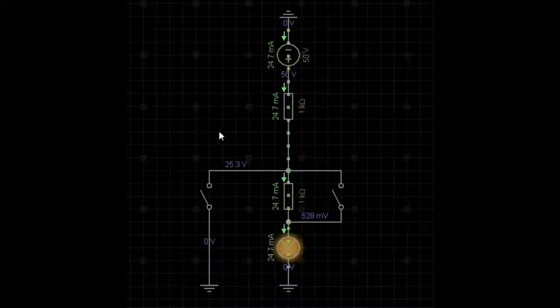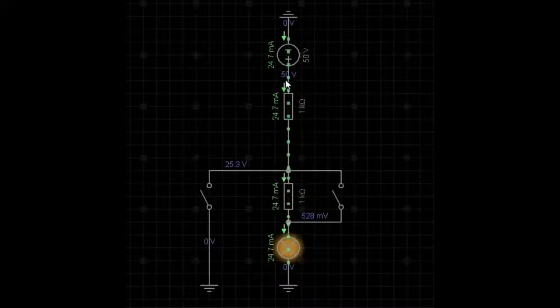Let's start with this circuit here. We're going to look at short circuits. We have a 50 volt power supply here. It's going to flow through two 1K resistors, down through the bulb, down to earth. This is our circuit. Now what I'm going to do is introduce two short circuits. The first one here, the second one here.